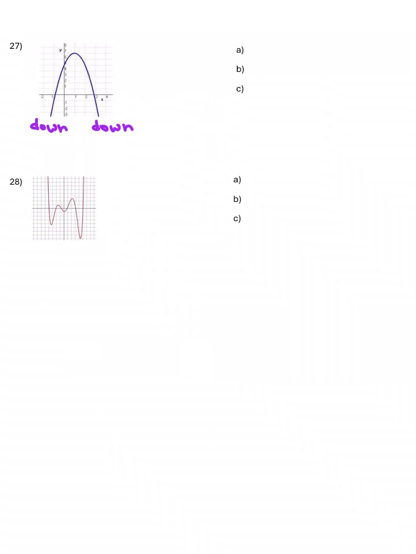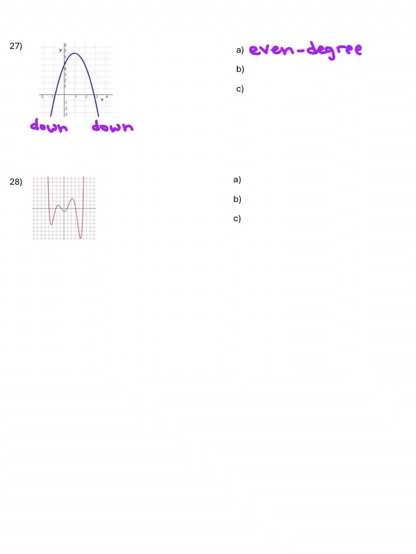Okay, so if you recall, the first thing I'd like you to do is go to either end of the graph and write whether it's pointing up or down. So both of these are pointing down. Now, part A wants us to decide whether it's an odd or an even degree function. So if both of these are pointing in the same direction, it means it's an even degree function.